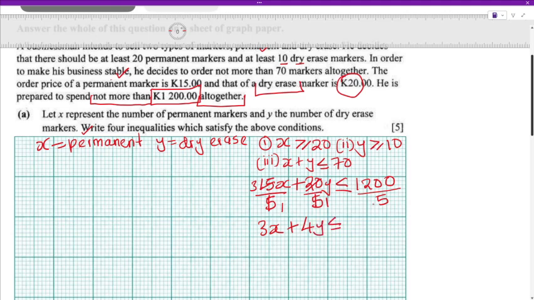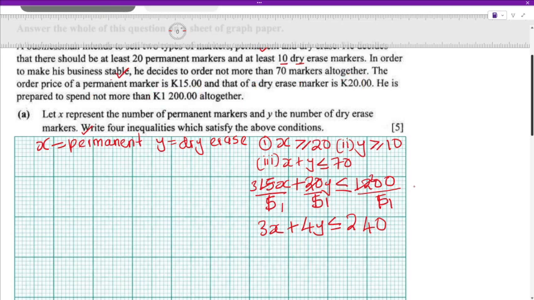less than or equal to, 5 into 1,200 is 240. This is your inequality. So it is the same way you do it for maximum profit, except you have to plug in the symbol and the total amount to be spent. That is how you deal with these types of inequalities that involve money, and you are done.